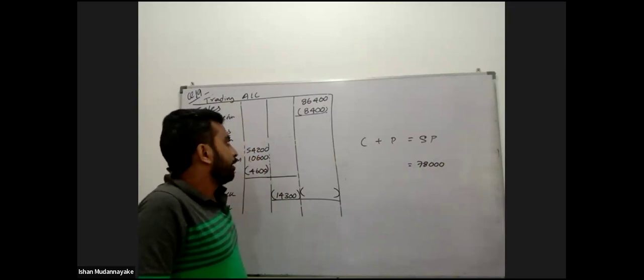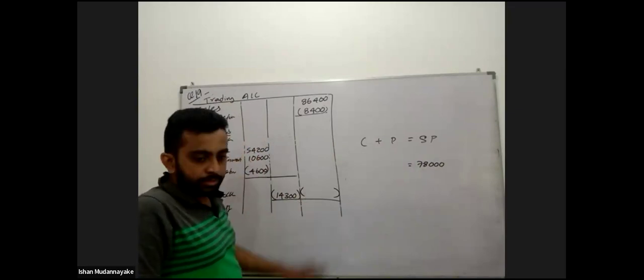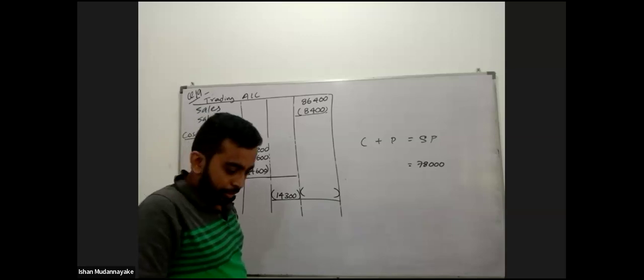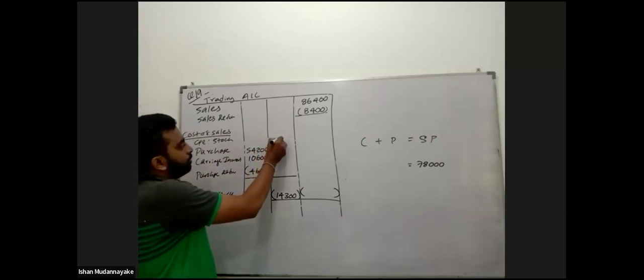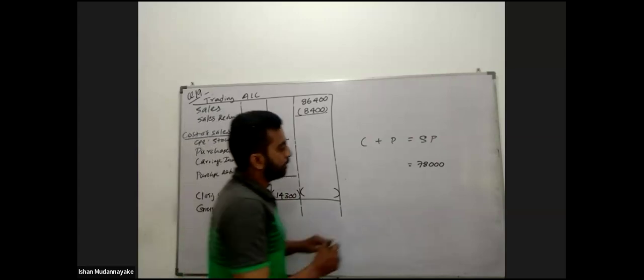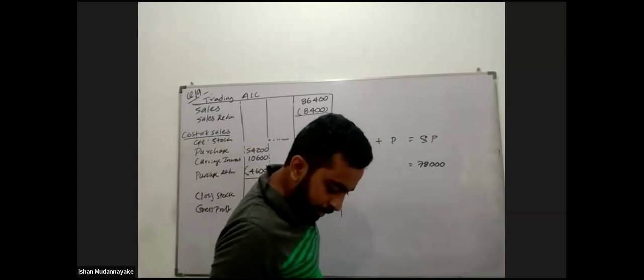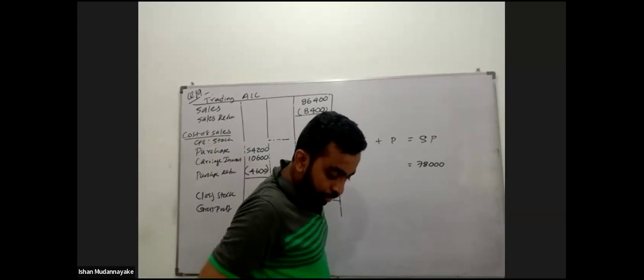Then, how to calculate cost of sales? Question 19 asks you to calculate opening stock. To calculate opening stock, at first you need to calculate cost of sales. Pricing policy of the business is 30% on cost of sales.